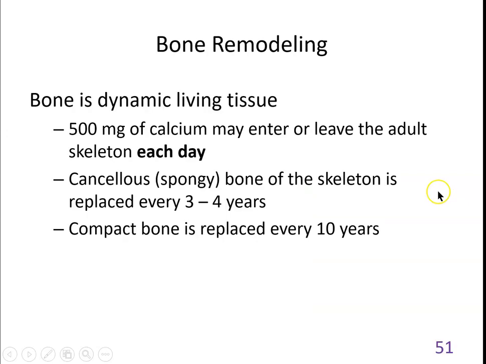And what I want to leave you with is some ideas about bone remodeling. So bone is a dynamic living tissue. That means that 500 milligrams, or half a gram, that's a visible amount, that would be a visible pile on your hand, leaves and enters the skeleton every day. So that calcium is cycled in and out between the bloodstream and the bone every day. Also, spongy bone is replaced completely, as is compact bone. Compact bone is replaced every 10 years.